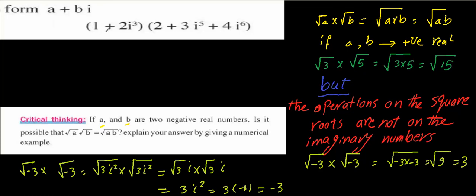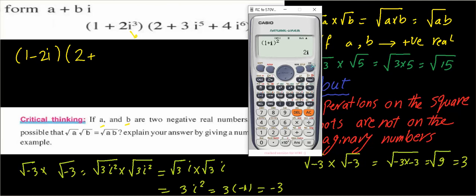Simplify (1 minus 2i) to the power 3 times (2 plus 3i) to the power 5 plus 4i to the power 6. i power 3 equals negative i. Here negative i times 2 equals negative 2i. So we have (1 minus 2i) times (2 plus i power 5 ...).